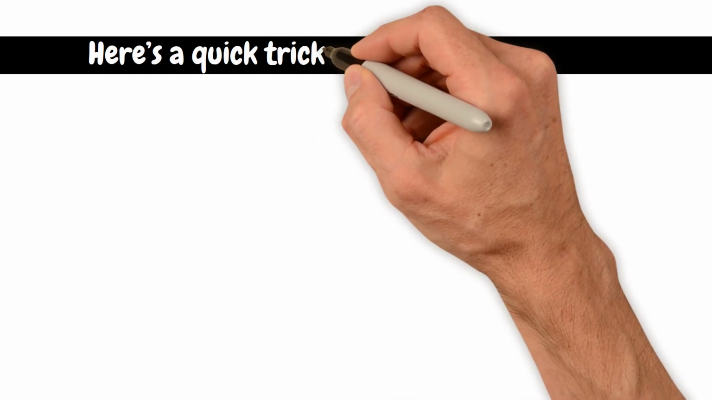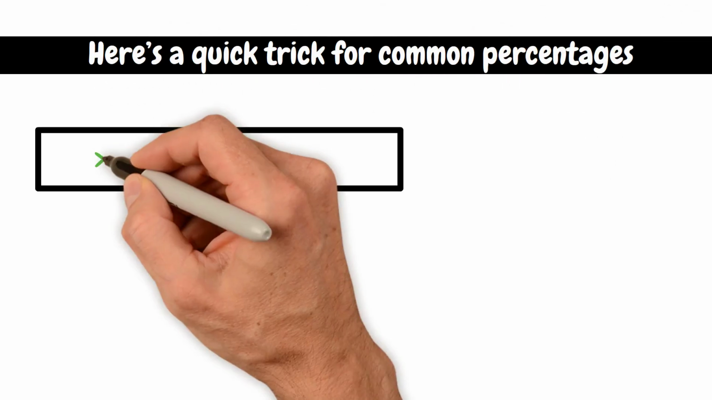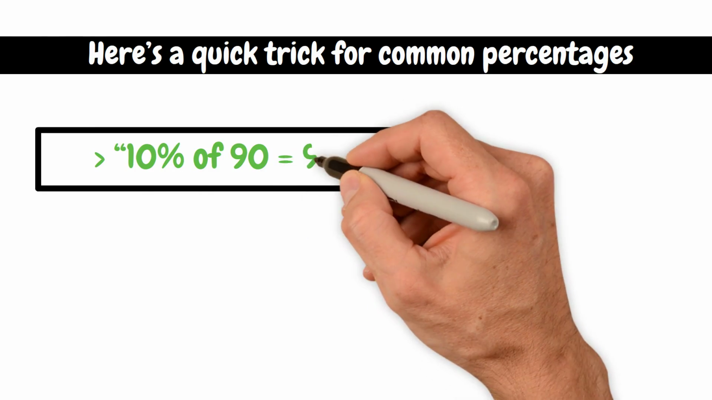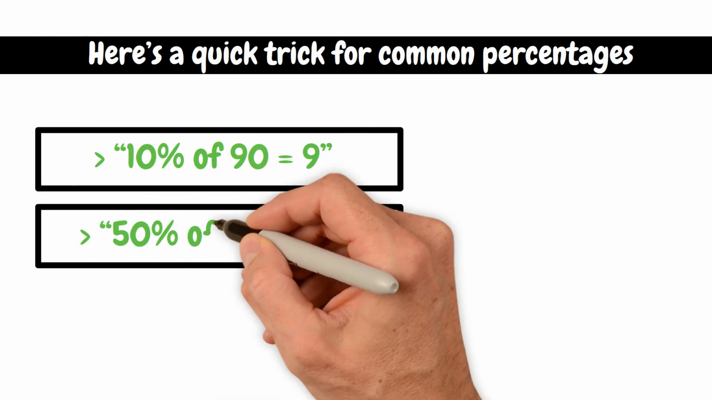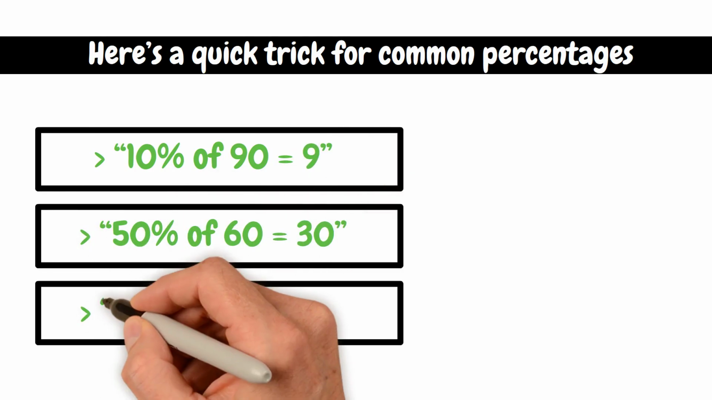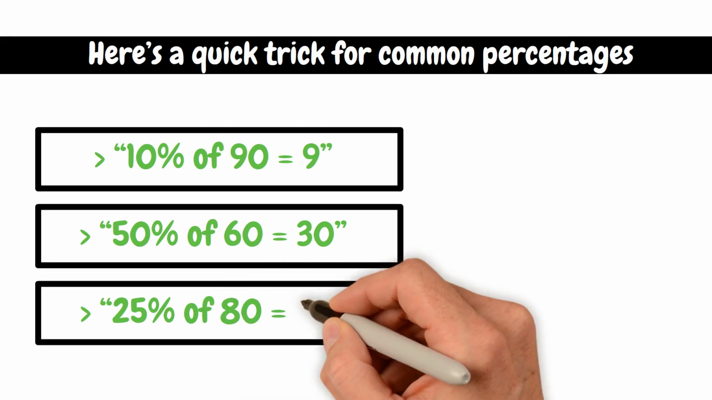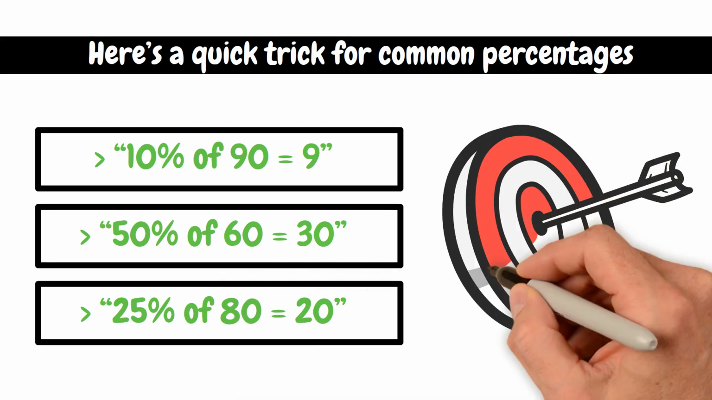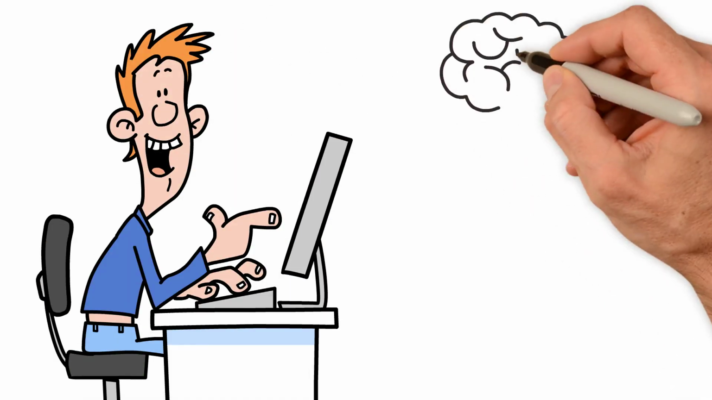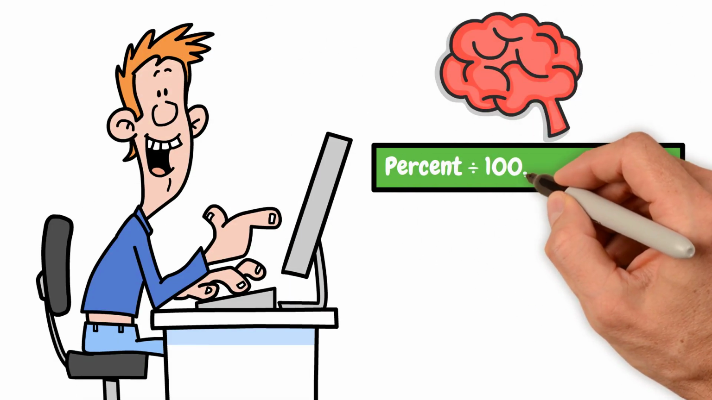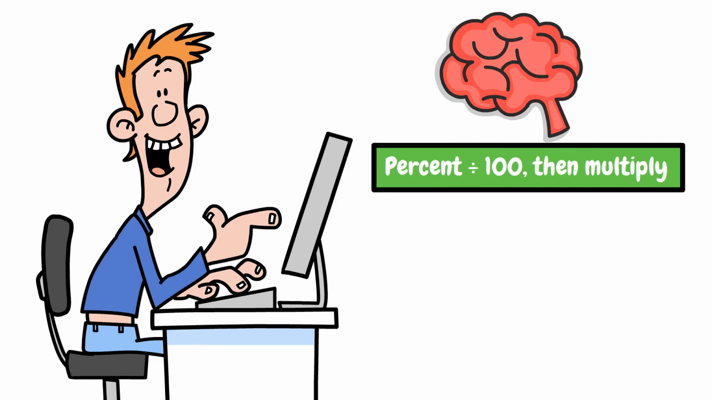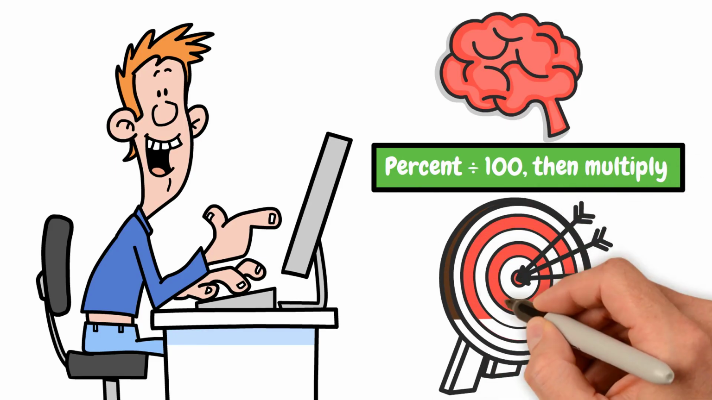Here's a quick trick for common percentages. 10%: divide by 10. 50%: cut it in half. 25%: divide by 4. Super quick. That's it. Just remember, percent divided by 100, then multiply. Simple, fast, and works every time.